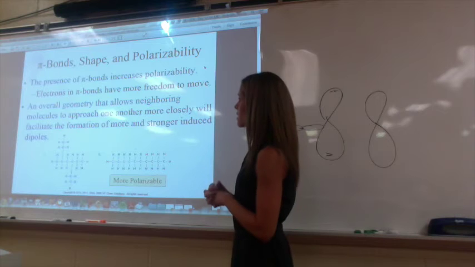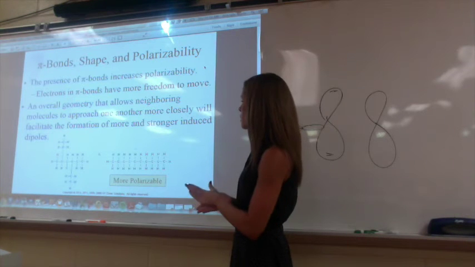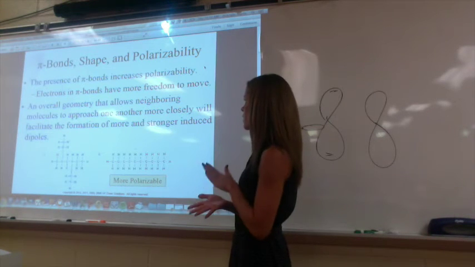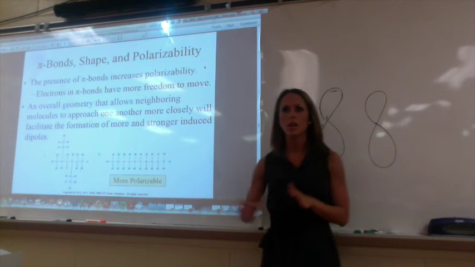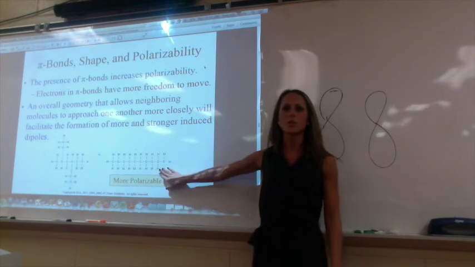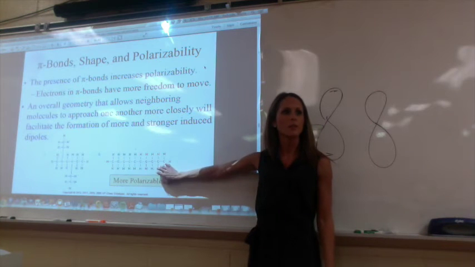An overall geometry that allows neighboring molecules to approach one another more closely will facilitate the formation of more and stronger induced dipoles. So here's 2 different structures. These are called isomers. What is an isomer?